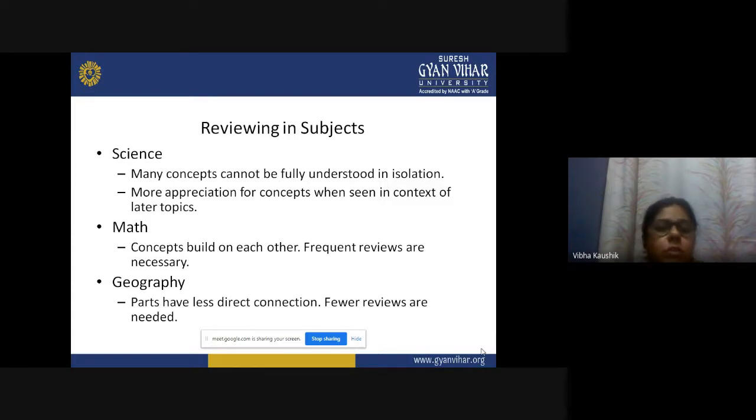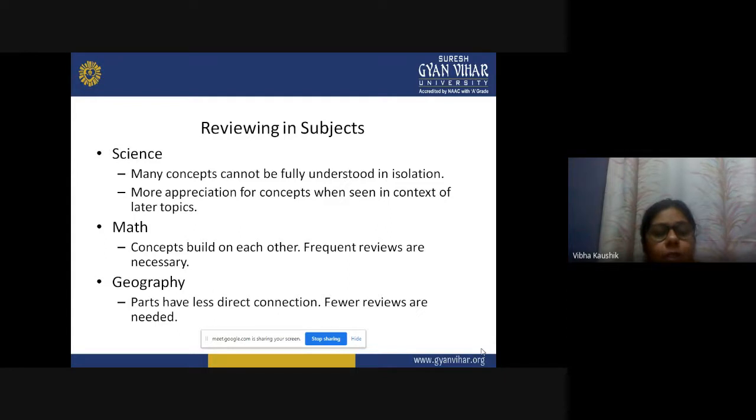Review in subjects. Science: many concepts cannot be fully understood in isolation. Various concepts cannot be understood in isolation, so to understand those concepts, a correlation has to be established by the teacher. There is more appreciation for concepts when seen in the context of later topics.